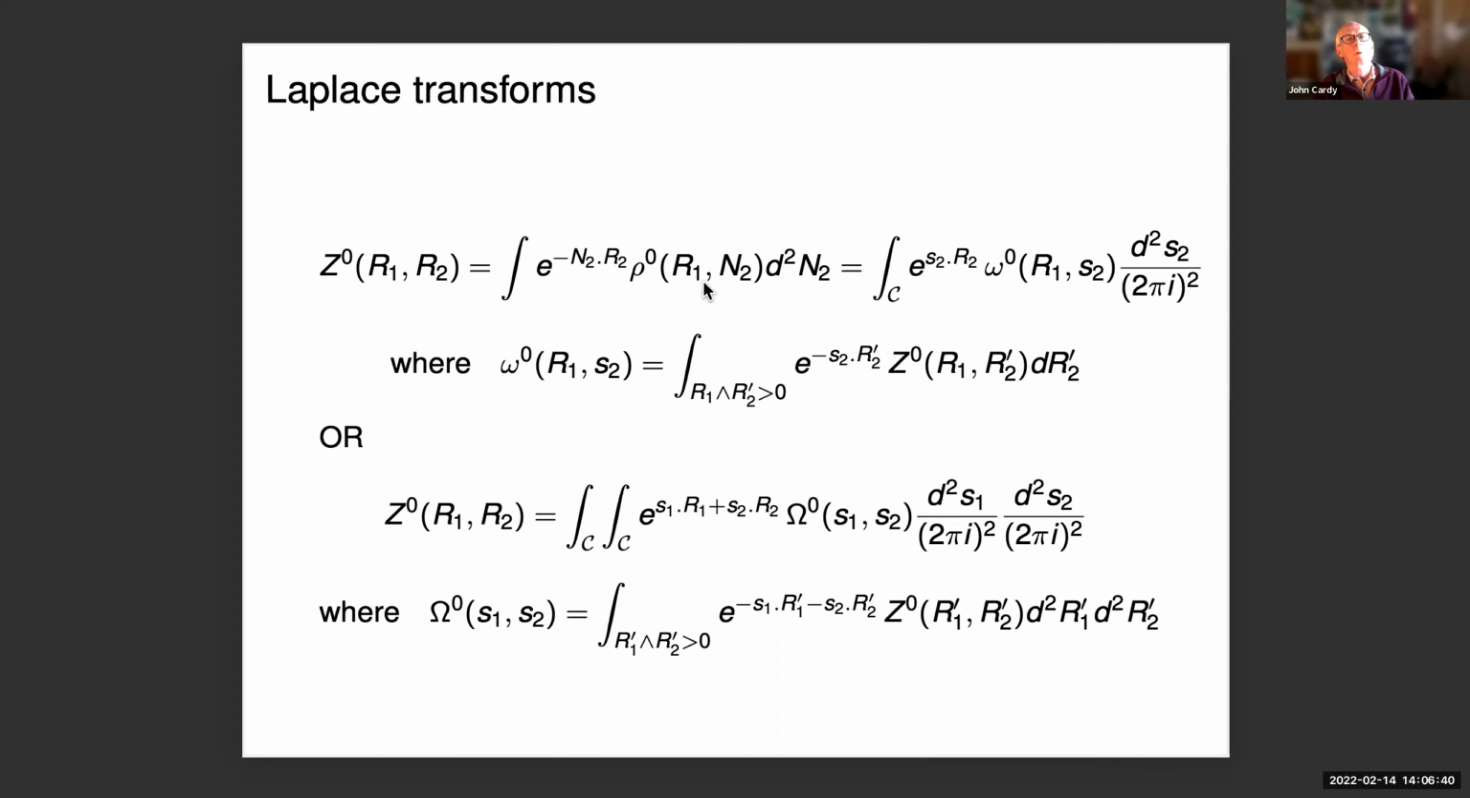But because we're going to want to analytically continue this, it's useful to think of rho zero, which is essentially the density of states, as being the imaginary part of some complex function, omega zero, and so this is basically a contour integral in S2, where omega zero is the Laplace transform of Z of R. Or we could write it in terms of some double Laplace transform, where we go from the R1, R2 ensemble to what's essentially the N1, N2 ensemble when we pull back the contour in S1 and S2.